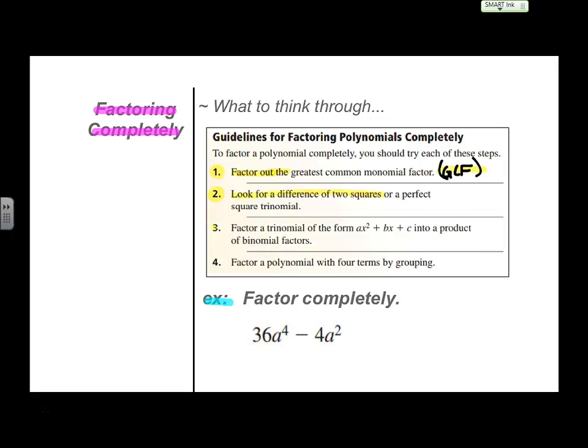Number 3. Factor a trinomial, and I'm going to go ahead and put with a table or grouping. Now, some of you I know have gotten really good at factoring during this homework. So maybe you can do some of these factorings without a table. But the majority of us need to show some work, right?